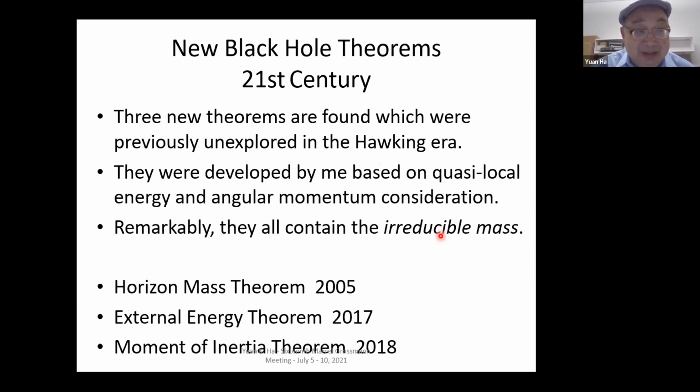Now, in recent years, 3 new theorems have been found, which were previously unexplored in the Hawking era. They were discovered and developed by me based on quasi-local energy and angular momentum considerations. Remarkably, they all contain the irreducible mass. They are called the horizon mass theorem, the external energy theorem, and the moment of inertia theorem.